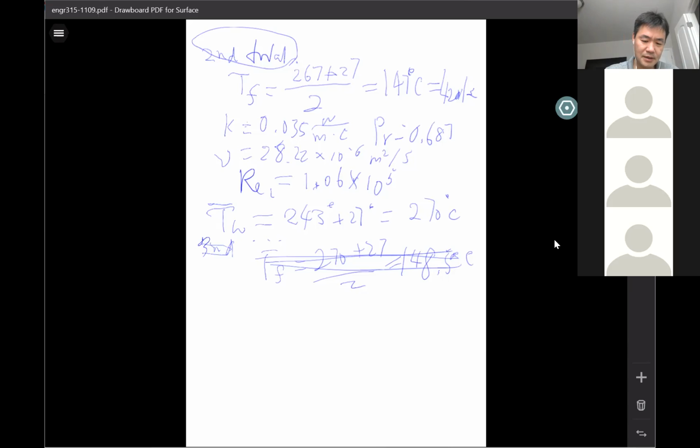I'm looking at Table A5. I think that should be good for this project as a property table. Let's see, they have the viscosity, k, and Prandtl number. That's all you need, right? So yeah, that should be good.